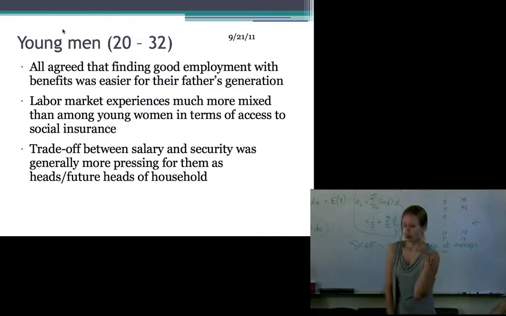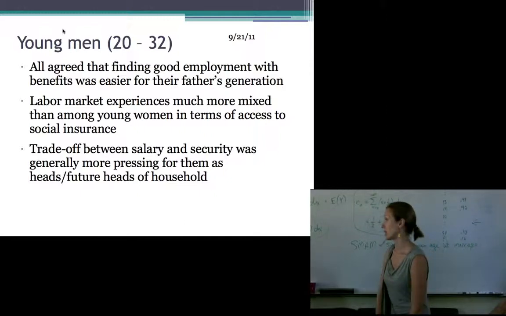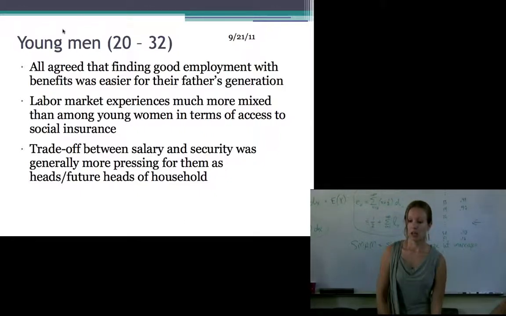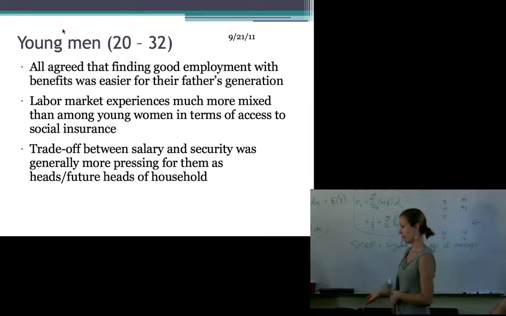So when you get to the young men, they all completely agreed with their fathers' generation that they have it really bad and they can't get good jobs. And actually, I think a lot of them face much more pressure than young women because they're expected to provide for their families. So they were all in the labor market to some extent. Some of them were currently unemployed but had informal employment.